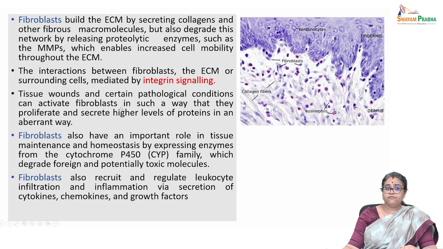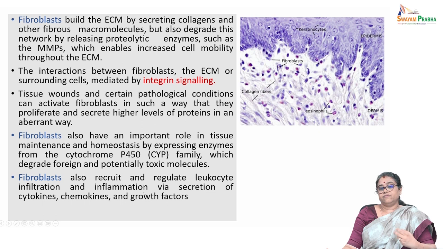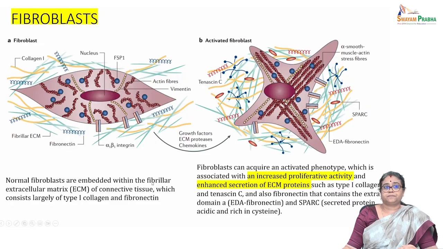Fibroblasts also have an important role in tissue maintenance and homeostasis by expressing enzymes from the cytochrome P450 family, which degrade foreign and potentially toxic molecules. Fibroblasts can recruit and regulate leukocyte infiltration and inflammation via secretion of cytokines, chemokines and growth factors. So fibroblasts can secrete a whole lot of these chemicals which can be pro-tumorigenic.